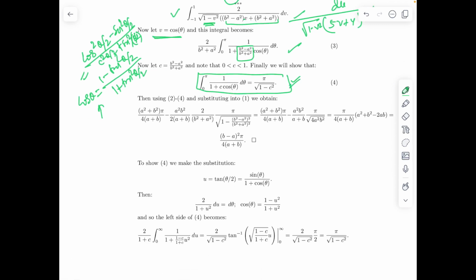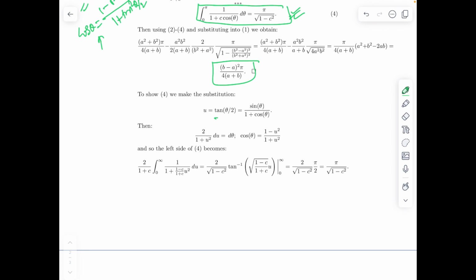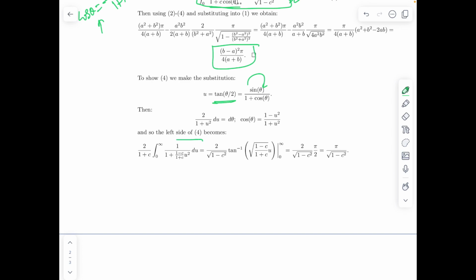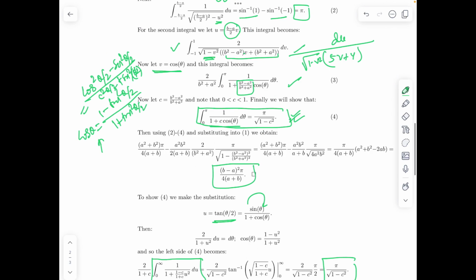Okay. So if we can see this, then the final integration will be (b minus a) whole square by pi over 4 times (a plus b). So let's assume u as tan theta by 2 with that motivation, and the given integral 1 plus c cos theta gets converted into this new integral, and now applying the value gives pi by root over 1 minus c square.